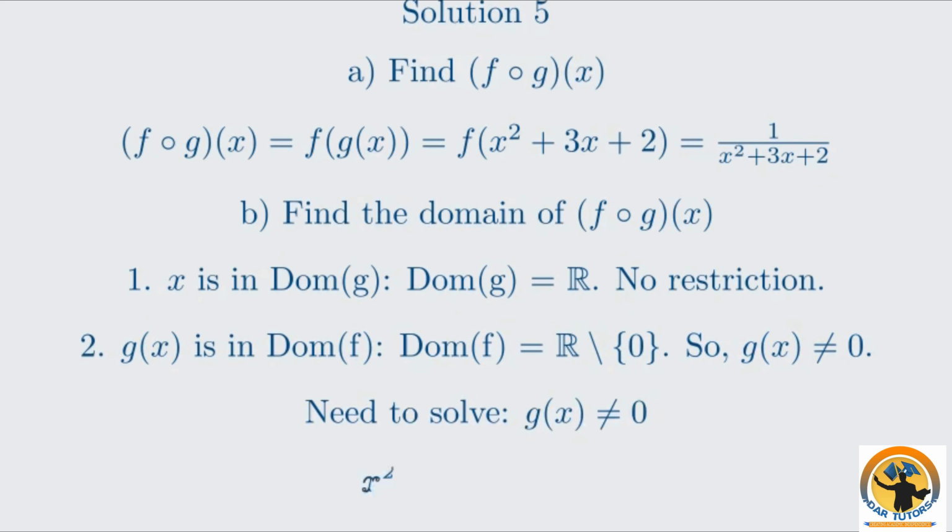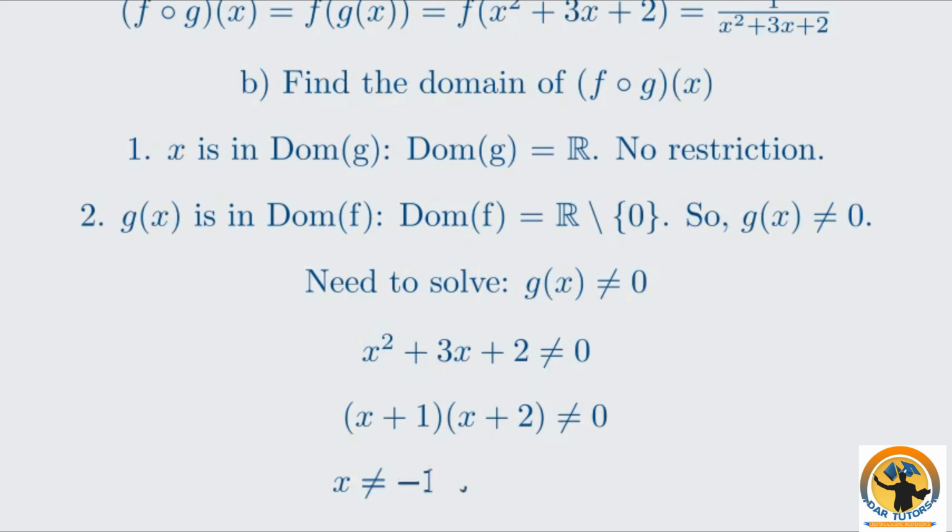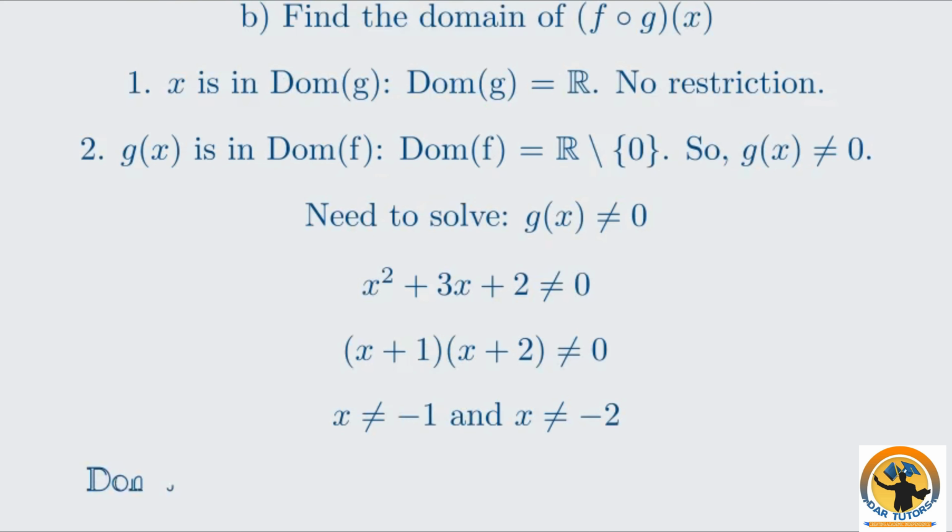This means we must solve g of x not equal to 0, which is x squared plus 3x plus 2 not equal to 0. Factoring the quadratic, we get x plus 1 times x plus 2 not equal to 0. This gives us the restrictions that x cannot be negative 1 and x cannot be negative 2. Since the first rule didn't give any restrictions, our domain is determined entirely by the second rule. The domain of the composite function is all real numbers except negative 1 and negative 2.